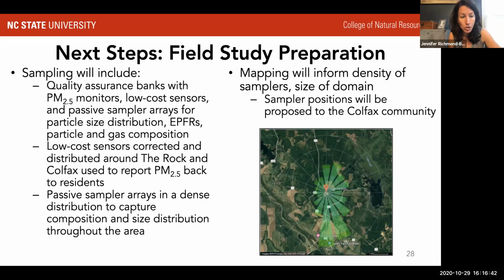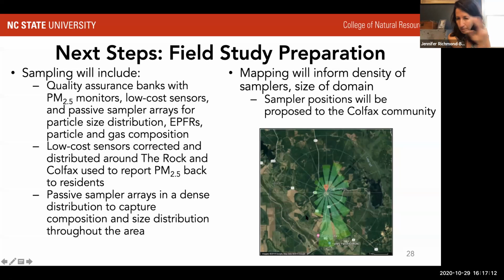And we're going to use those low-cost sensors because they're continuous electronic monitors to report data back to the community through an app that Makiko is developing that I'll talk about in a second. And then the last thing is this passive sampler array, which we're going to be placing in more locations around the area. So I think right now we're planning to sample in 24 locations in this fairly small area so that we have a fairly dense picture.